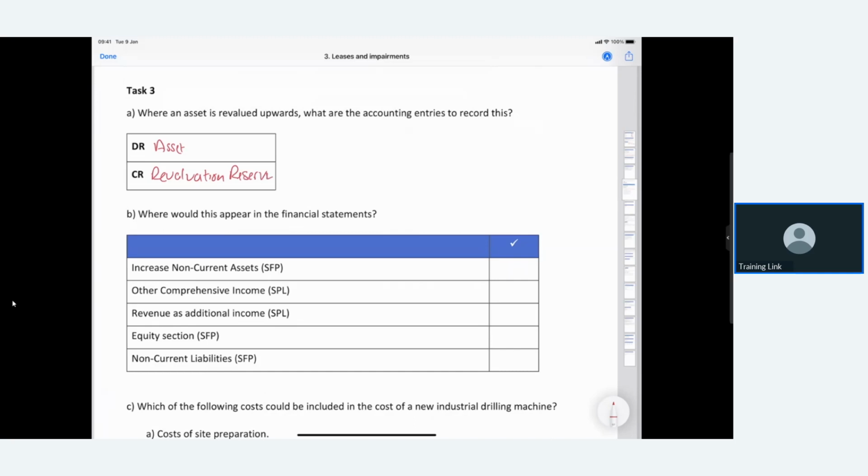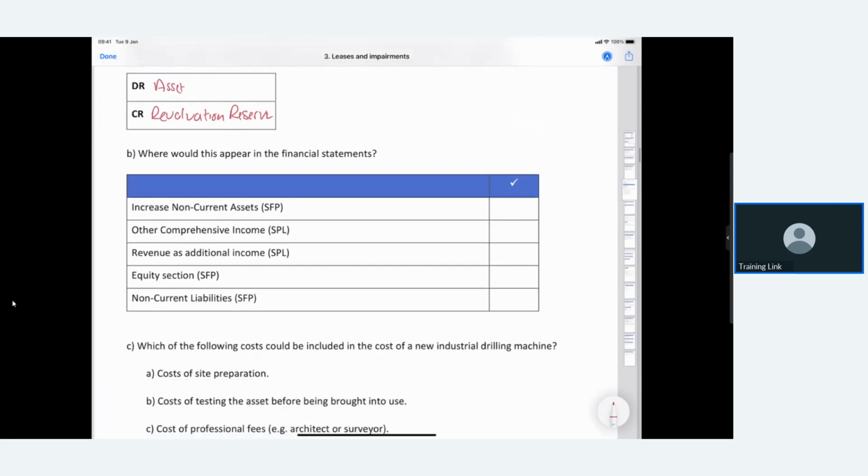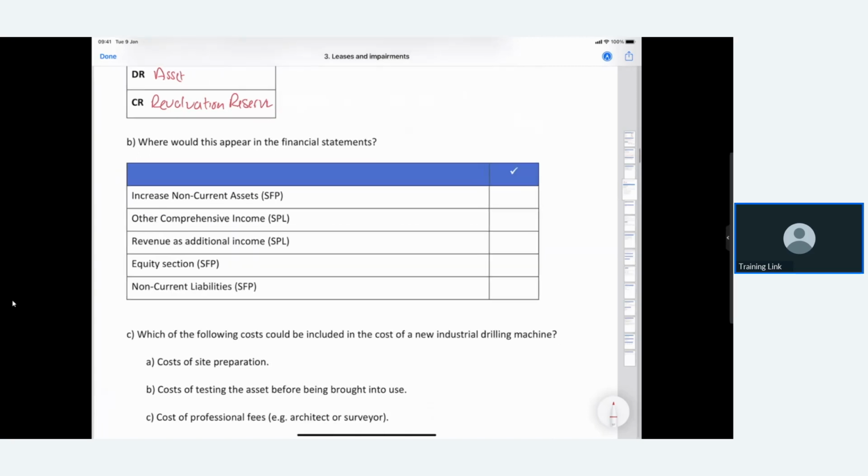Okay, so when an asset goes up in value, to record it, as I said, we would increase the value of the asset by the difference effectively between what it's worth and what it's valued at in our accounts, and we would increase the revaluation reserve for the same amount. B then, where will this appear in the financial statements? So it would certainly increase the value of our non-current assets.